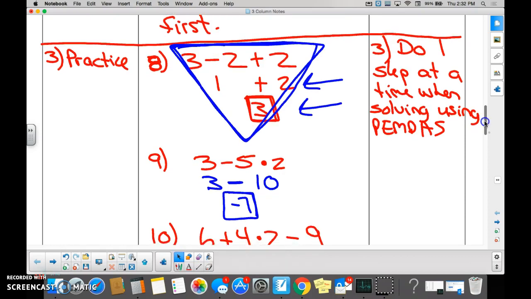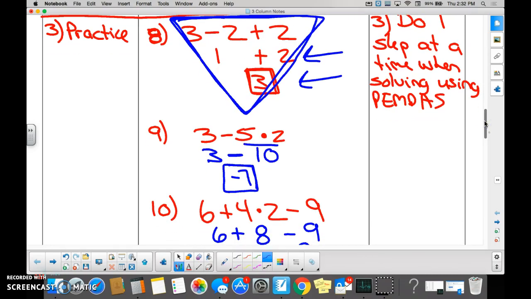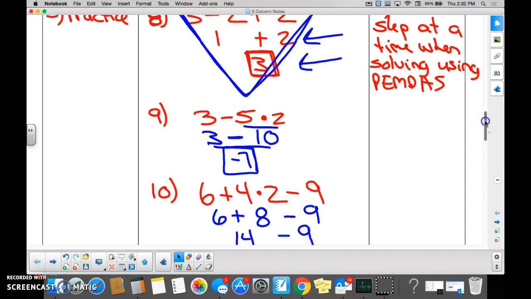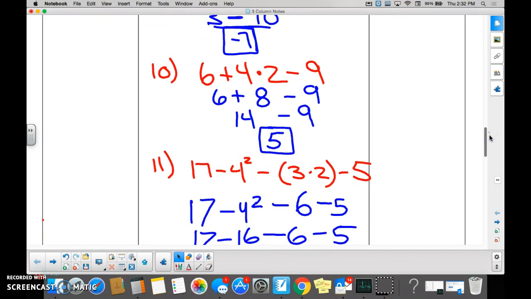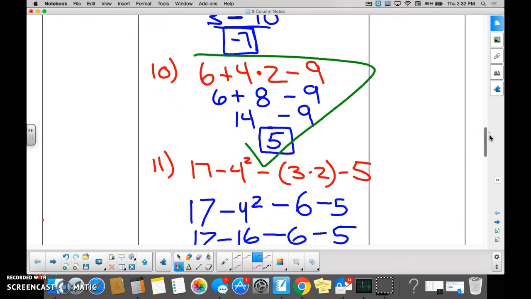So on number 9, we did 5 times 2 first, and then we got to a 3 minus 10, and then our answer was negative 7, and so on and so forth as we go through the rest of our problems. There's number 10, there's number 11. As you can see, all of them are getting smaller and smaller, and you can make an upside down triangle or a pizza slice. Questions?